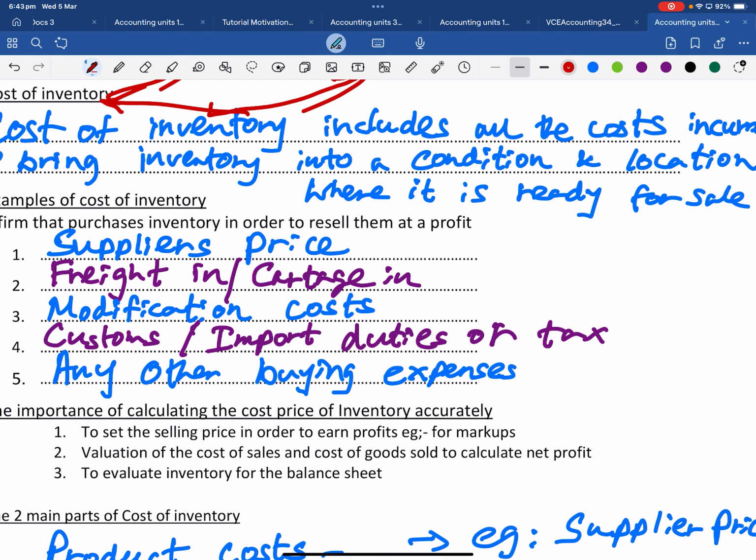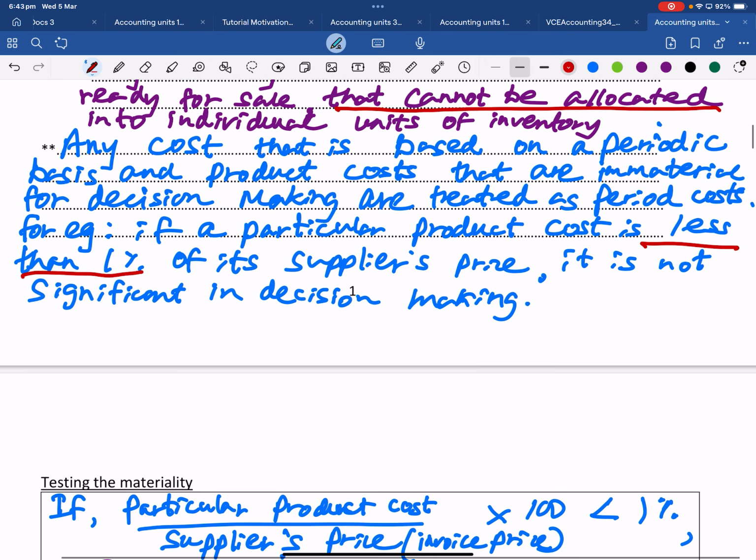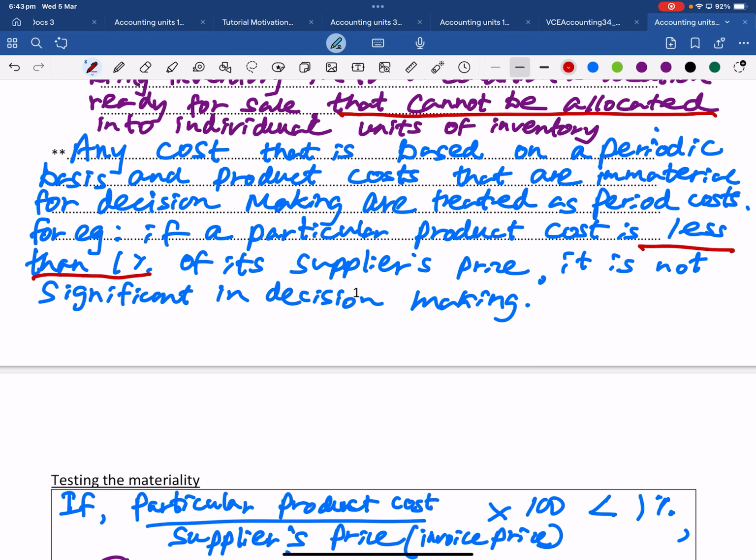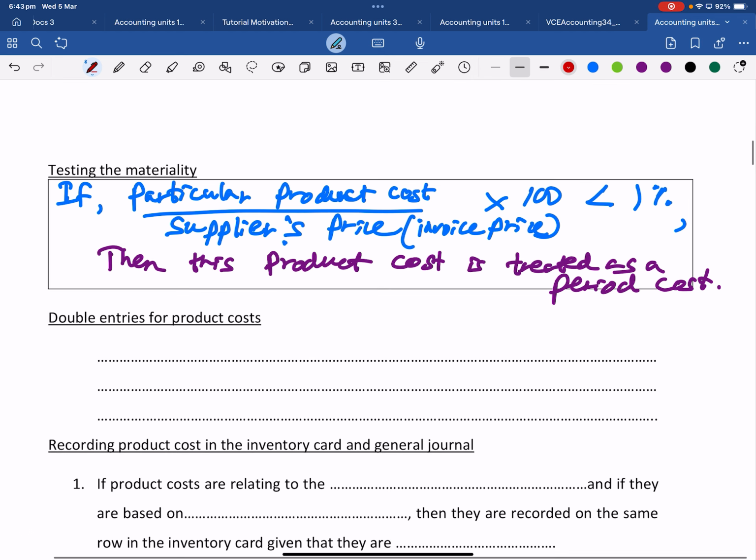Then the other one is if it is insignificant. How do we know it's insignificant? Because that particular cost is less than 1% of the supplier's price. How do we calculate that? Like this, this breakdown.